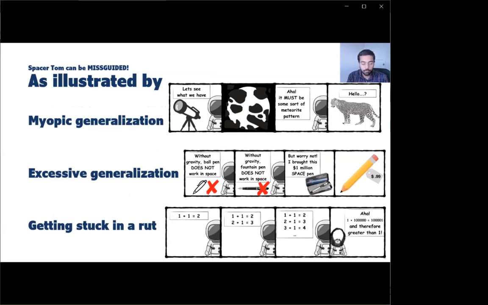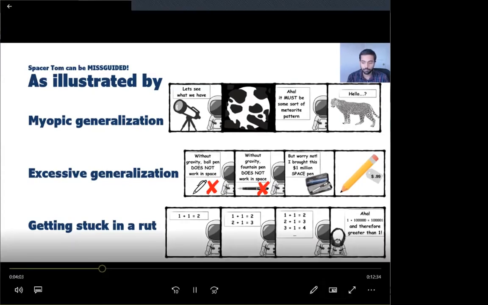So in the paper, we describe 3 different problems with local reasoning. These are myopic generalization, excessive generalization, and getting stuck in a rut. In this talk, we will explain what myopic generalization is. Please read the paper to understand the other 2 problems with local reasoning. Now, there is a nice little comic here. Please read the paper and get back to the slide to understand the comic better.